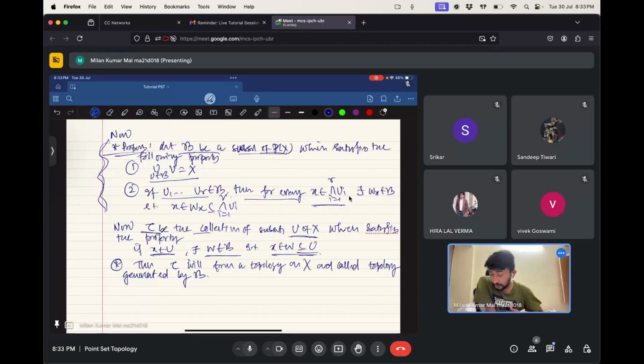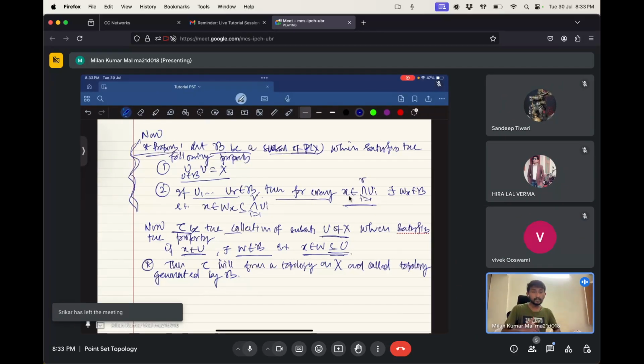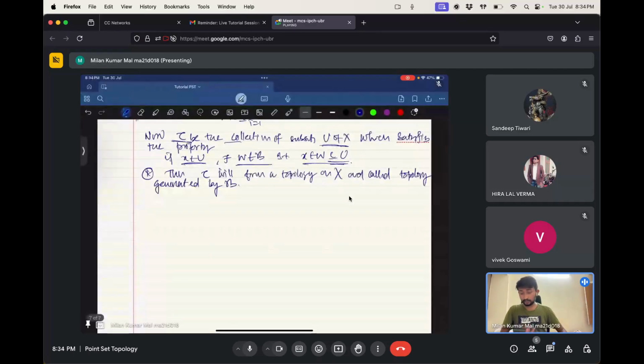You can see the proof. If there is any problem, I can discuss that in the next tutorial. Is there any problem in how this tau forms a topology? I can skip that, right? Okay. So that will form a topology. I mean, it will satisfy those three conditions: the empty set and X will be there, finite intersections will be there, and arbitrary unions will be there. And it is called the topology generated by B.